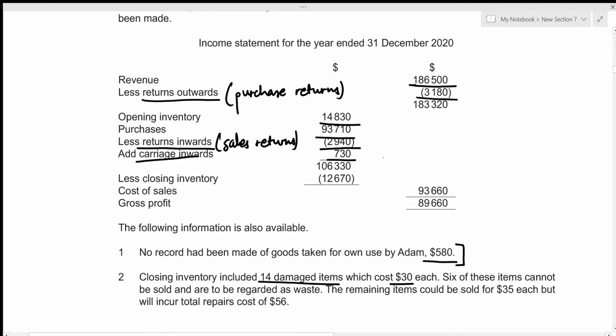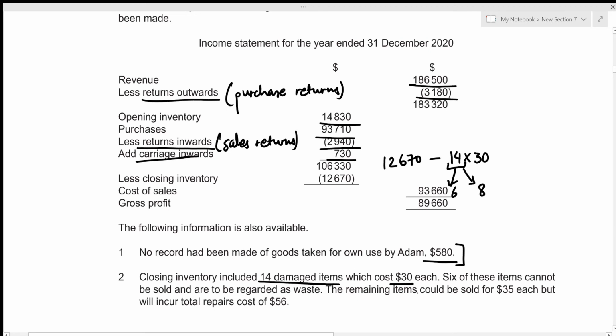So previously we had the closing inventory 12,670. Then we can subtract the damaged goods value. So that's just going to be 14 times 30. Then 6 of these items cannot be sold. So out of the 14 ones, 6 cannot be sold. Then the remaining item will be 8 items.